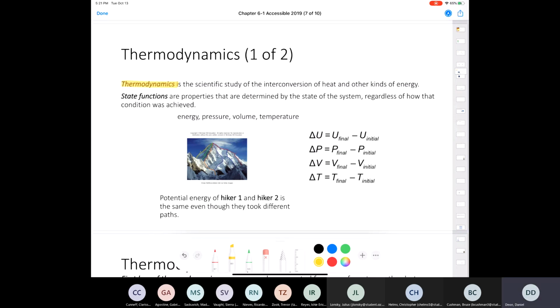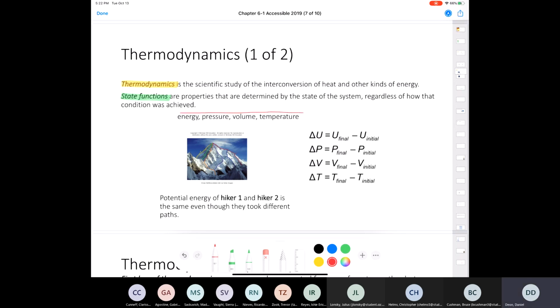And before we can truly understand and discuss all the ins and outs of thermodynamics, we have to discuss what are called state functions. State functions are properties that are determined by the state of a system, and it doesn't matter how that condition was achieved. Okay, how it got there is irrelevant. All that matters is the state of the system and nothing else.